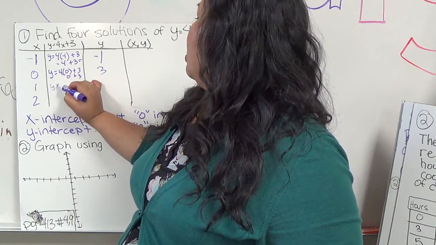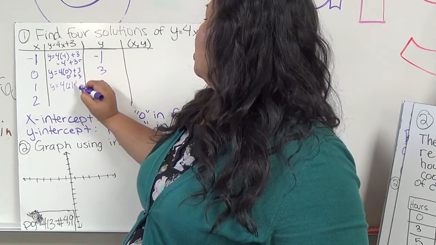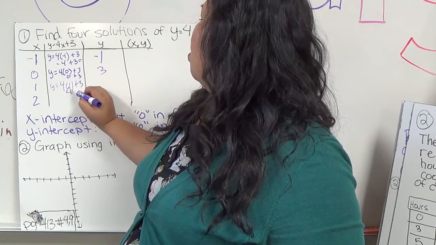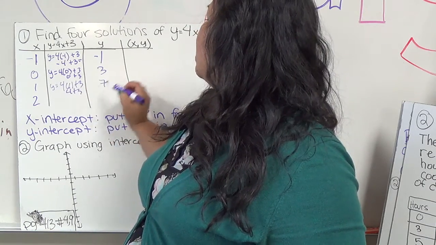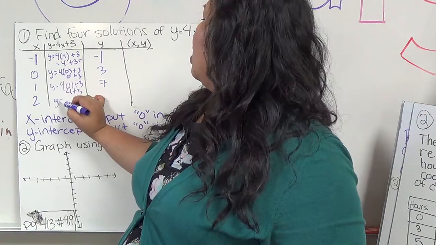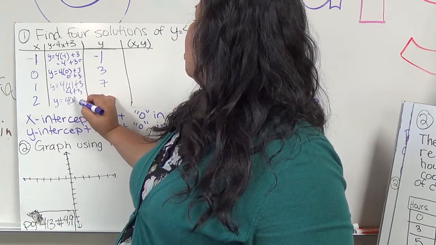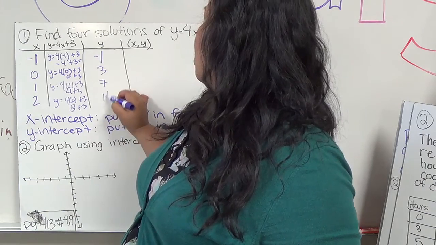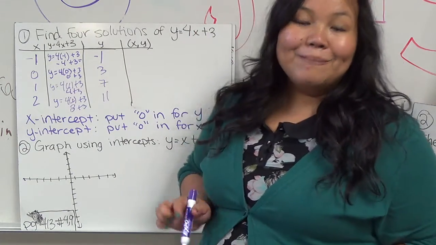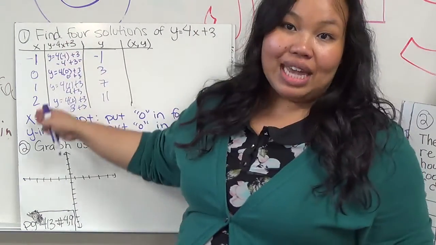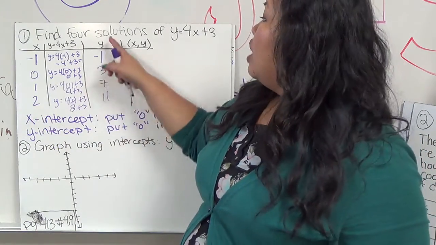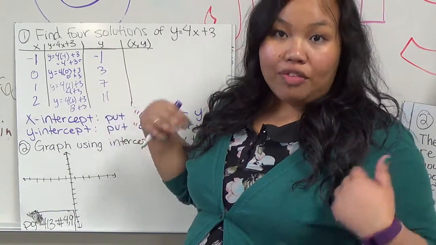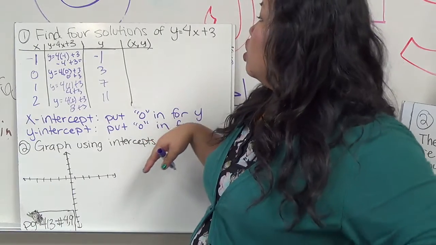This would be y equals 4 times 1 plus 3. This would give me 4 plus 3, which gives me 7. And this would be y equals 4 times 2 plus 3. This is 8 plus 3, which gives me 11. Right? So one more time, I found these x's, okay? And then it spit out these y's for me.